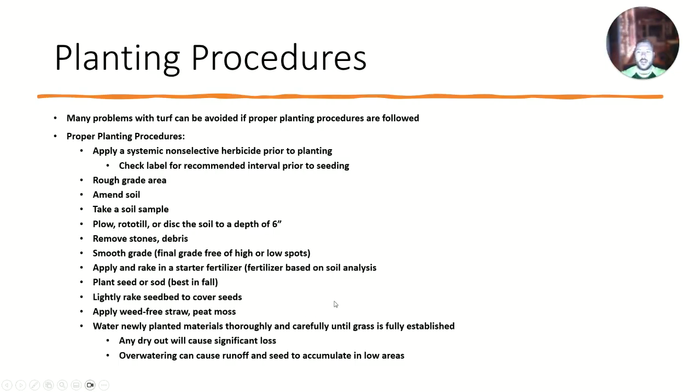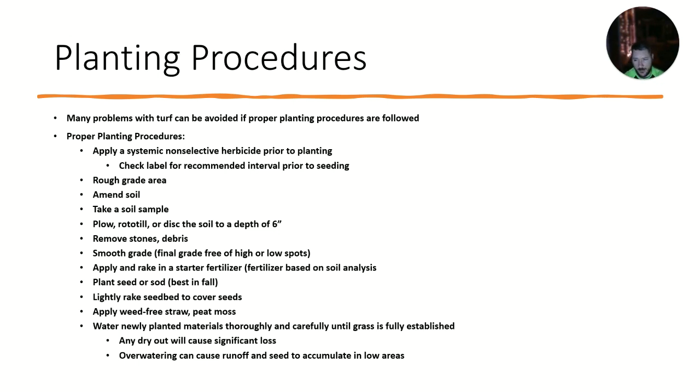So let's walk through the planting procedure and what we need to do. A lot of problems can be avoided in turf if the proper planting procedures are followed. So this is really critical to know. First, we want to apply a systemic, non-selective herbicide prior to planting. So if we have a turf stand that we're trying to renovate and make a new turf stand, we want to kill everything that's in there. And obviously, we want to check the label for the recommended interval prior to seeding because it doesn't make sense if you're going to plant something prior to that and the herbicide is just going to kill it.